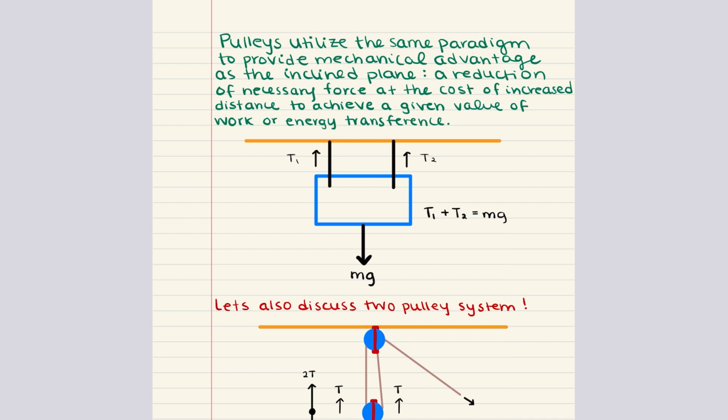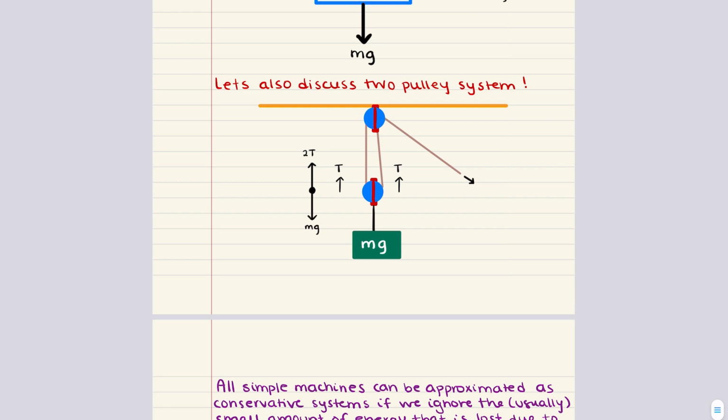Now here's the thing. This advantage comes with a trade-off, and that trade-off is that you have to pull the rope a greater distance. In a 2-pulley system, to lift the load by 1 meter, you need to pull 2 meters of rope. And again, this is because while the force is reduced, the work, which is force times distance, remains constant. The mechanical advantage allows you to apply a smaller force, but over a longer distance to accomplish the same amount of work.